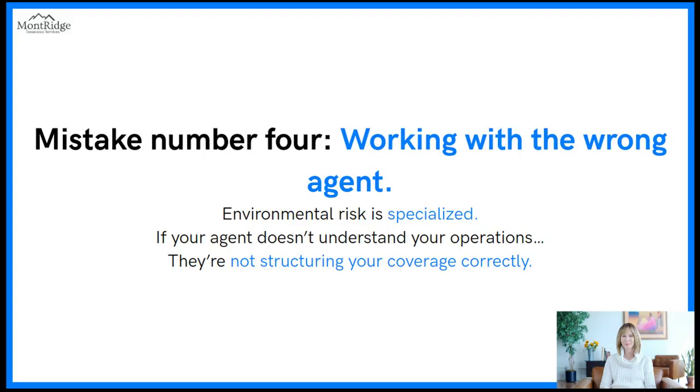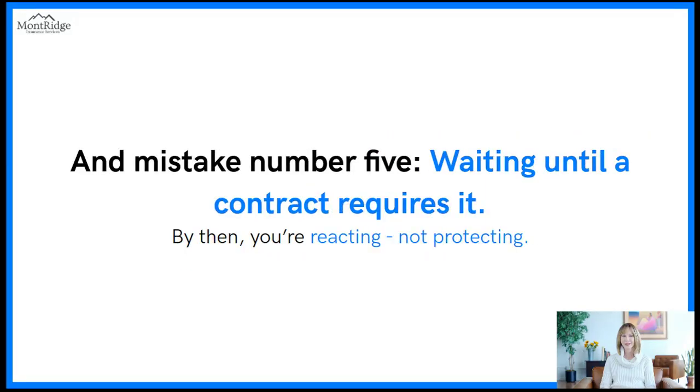Mistake number 4, working with the wrong agent. Environmental risk is specialized. If your agent doesn't understand your operations, they're not structuring your coverage correctly. And mistake number 5, waiting until a contract requires it. By then you're reacting, not protecting.